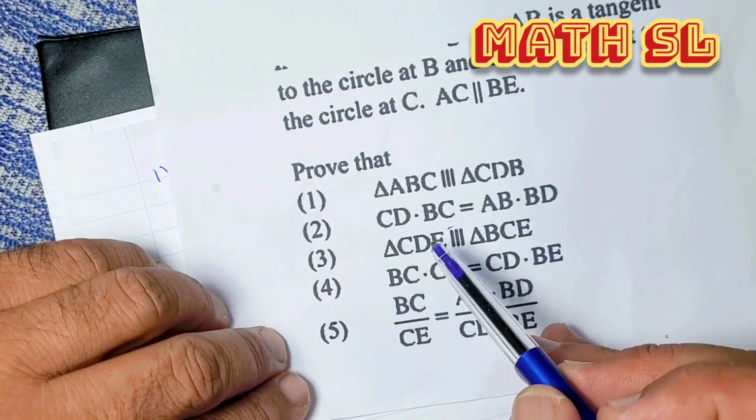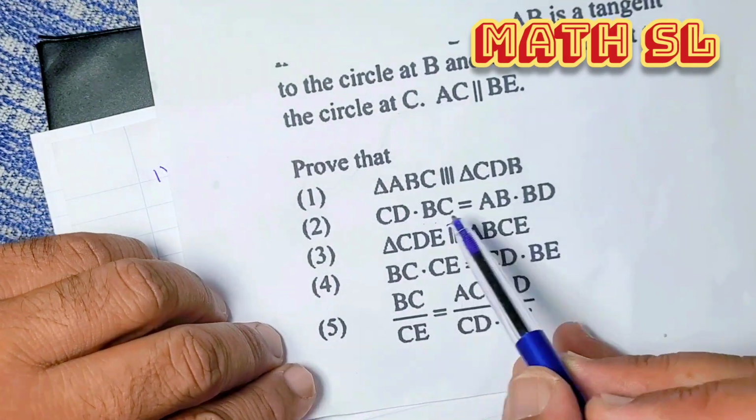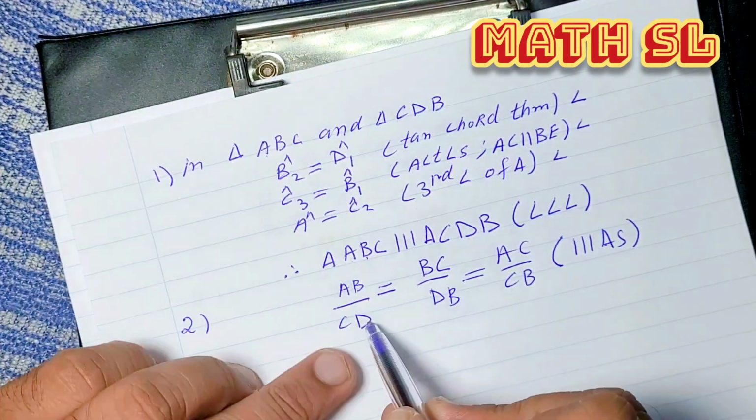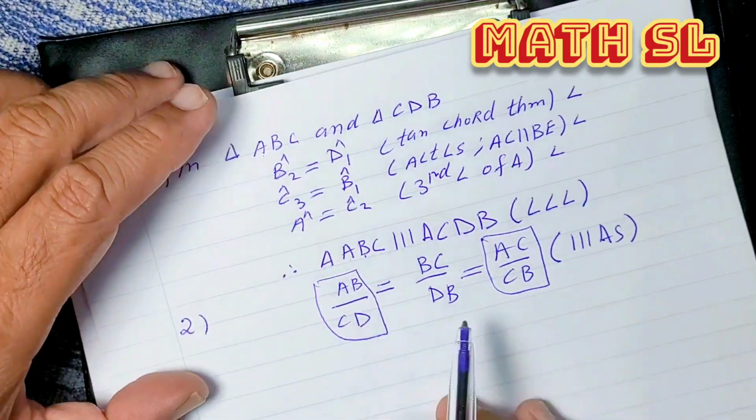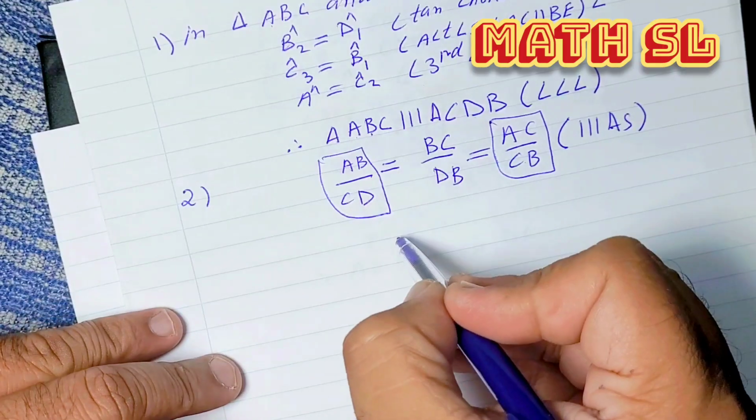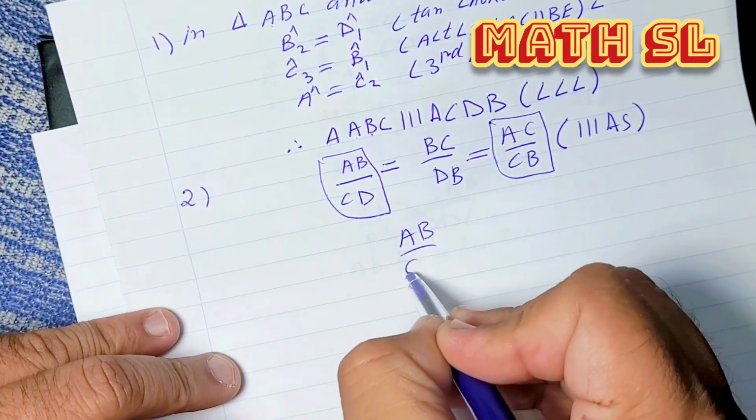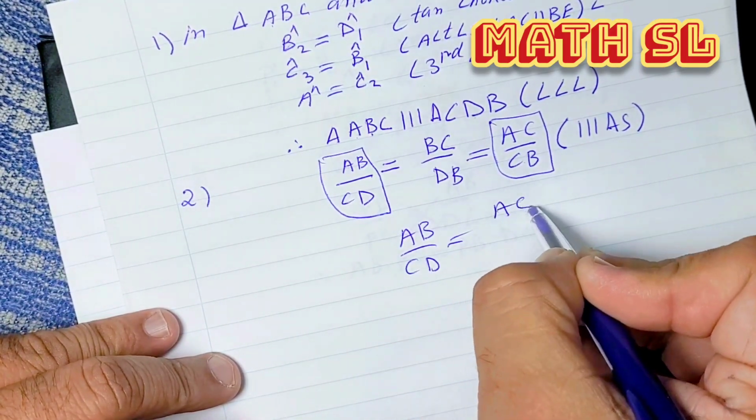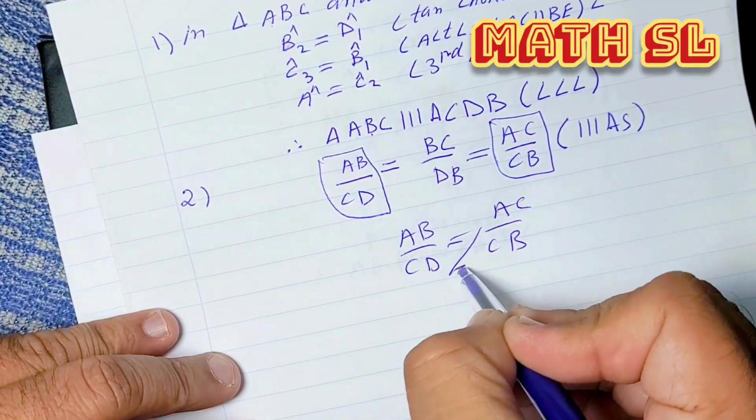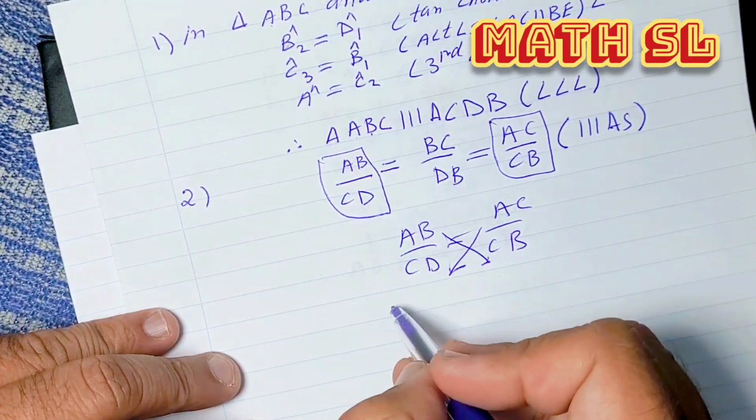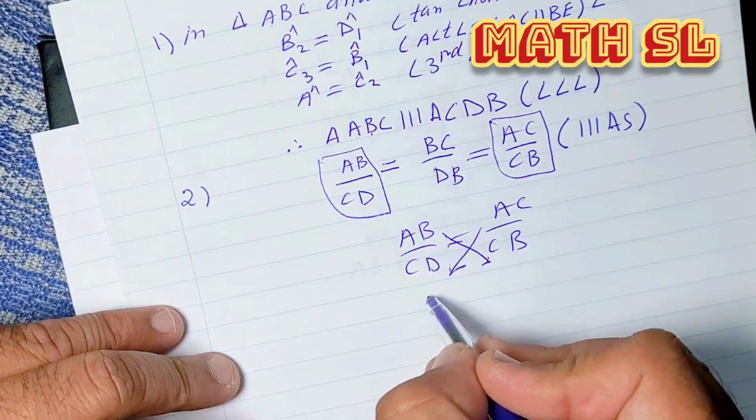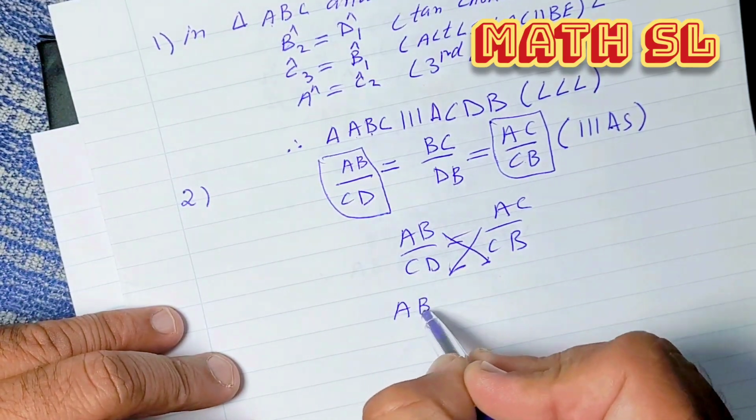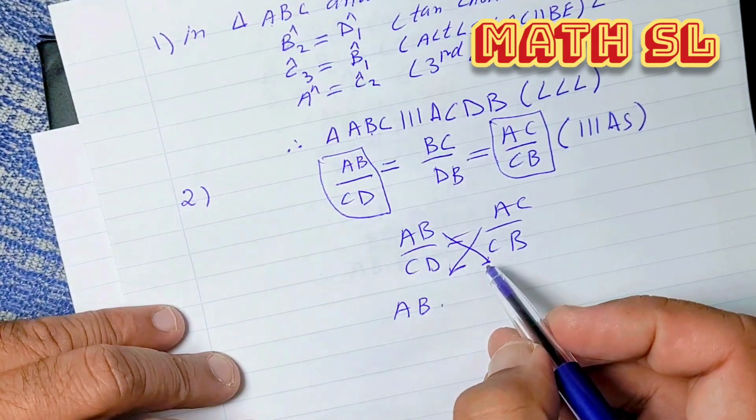So I have CD times BC. Where is the CD? CD I have here, BC I have here. So they are locked, and these two I'm going to use. So AB over CD is equal to AC over CB. Cross multiply. This becomes AB times BC.